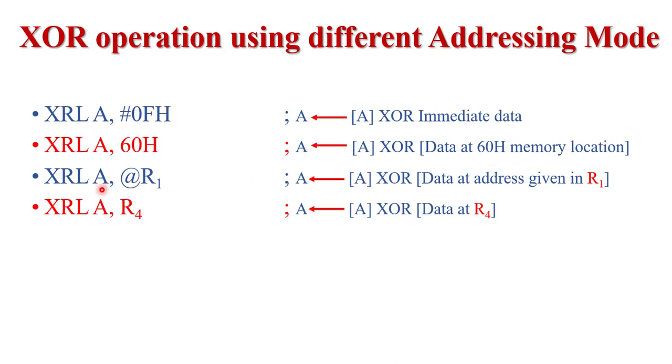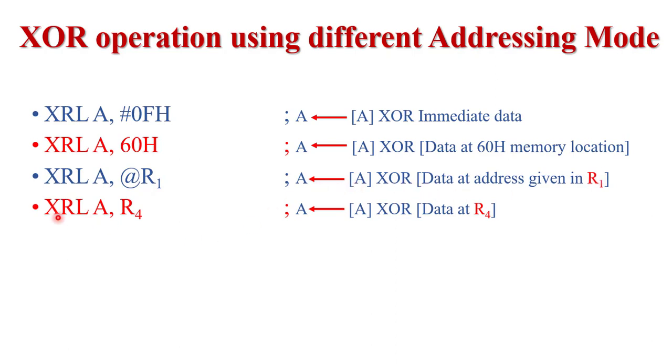Next instruction is XRL A, @R1. This instruction is the example of indirect addressing mode, and this instruction tells that perform XOR operation between the accumulator data and the data stored in a particular memory location whose address is given in the R1 register, and result is stored in the accumulator register.